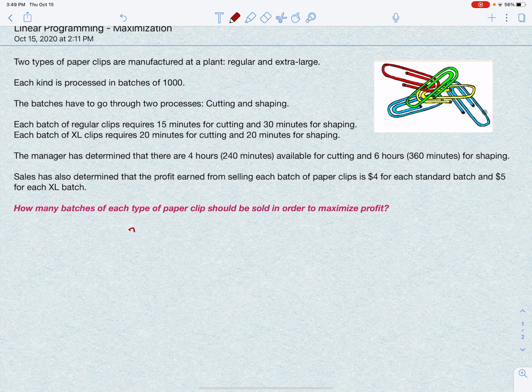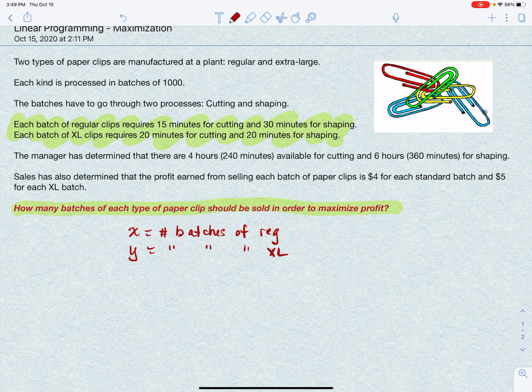I'm going to say that X is the number of batches of the regular, and Y is the number of batches of the extra large. That's what we're looking to figure out: how much to produce. Okay, so what we have are the two processes that are here. And what makes this linear programming is that we're trying to find a maximum.